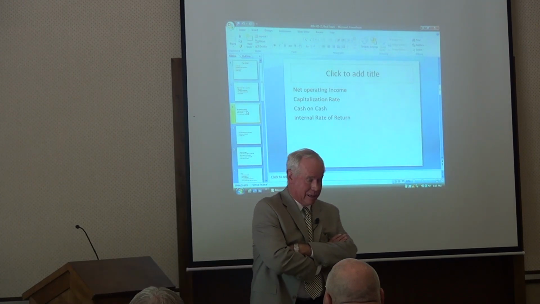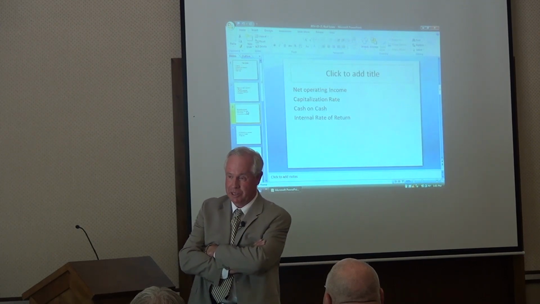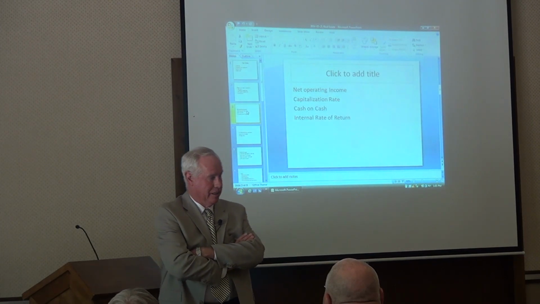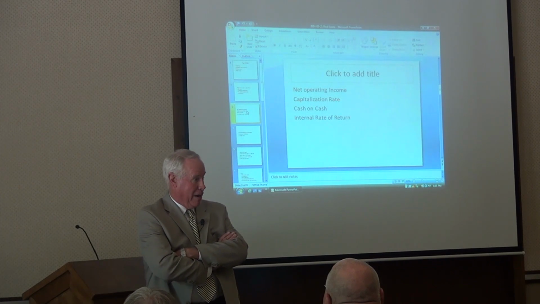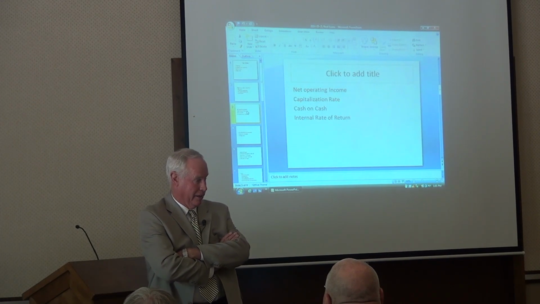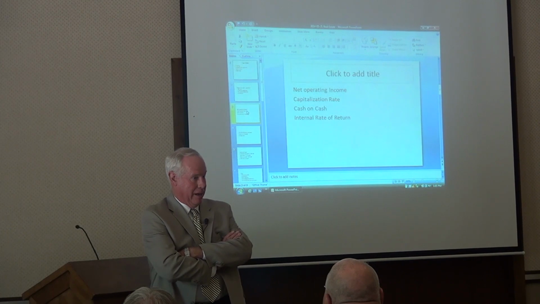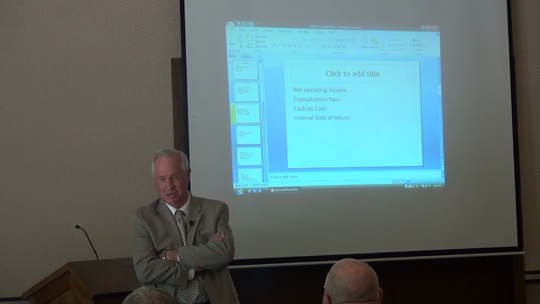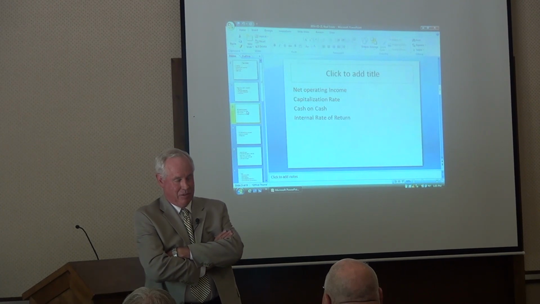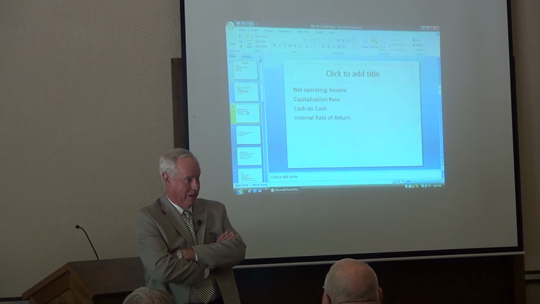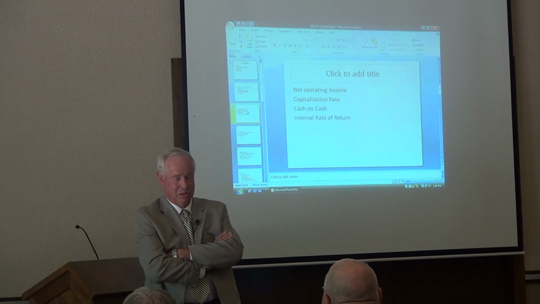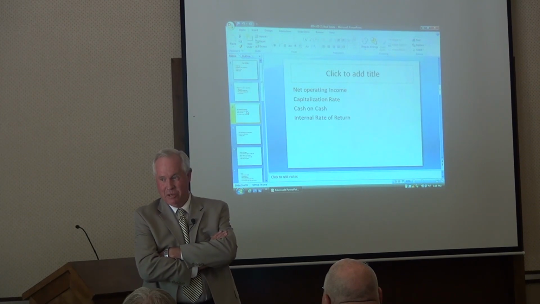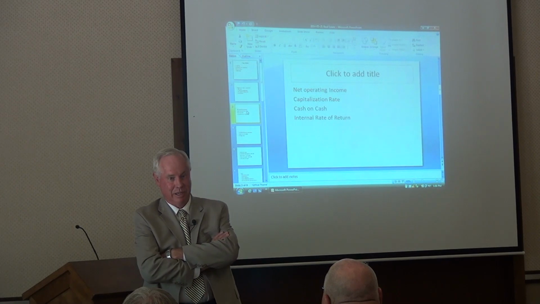And from net operating income, you can derive capitalization. And capitalization is simply the amount of capital that you have into the property, and then take the net operating income and divide the capital into the net operating income. And it'll give you a percentage, 10%, 7%, 12%, whatever. If you've got a $1 million investment, total $1 million, and if it produced you $70,000, that gave you a 7% return, a 7% cap rate.